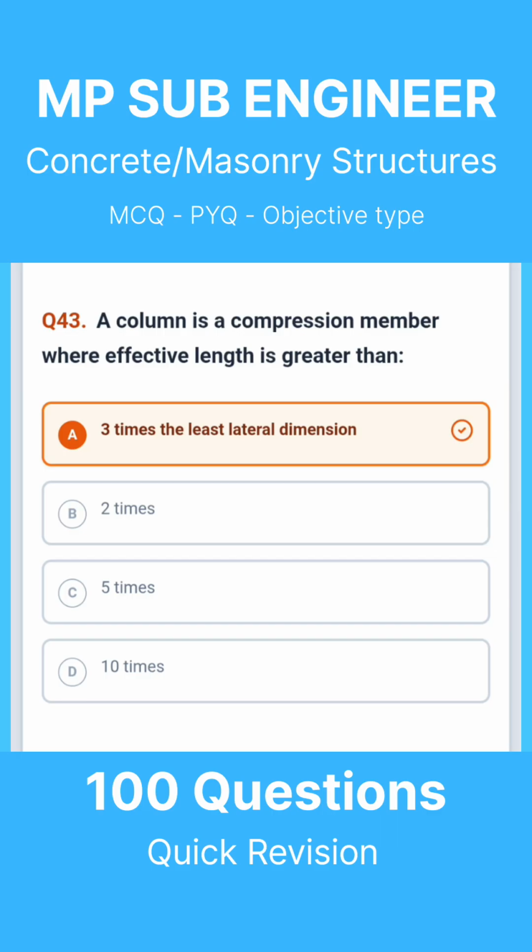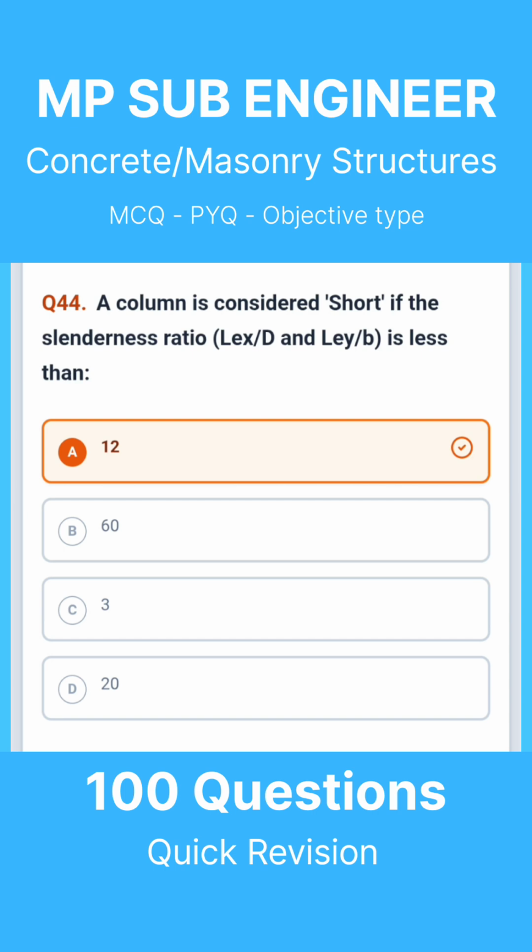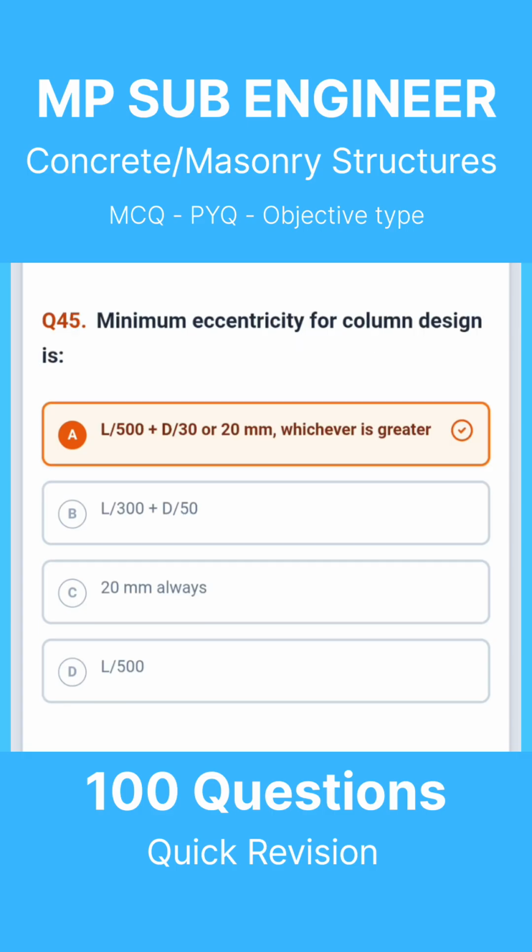Question 43. A column is a compression member where effective length is greater than. The correct answer is 3 times the least lateral dimension. Question 44. A column is considered short if the slenderness ratio Lex divided by D and Ley divided by B is less than. The correct answer is 12. Question 45. Minimum eccentricity for column design is. The correct answer is L divided by 500 plus D divided by 30 or 20 mm, whichever is greater.